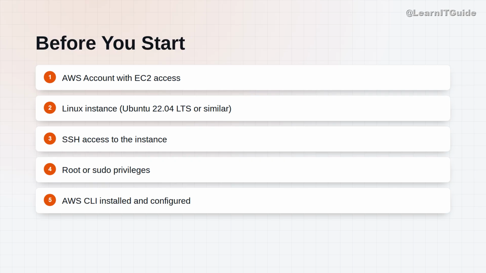We also recommend having the AWS command line interface installed, which you can verify by running aws --version. If you do not have it, the official AWS documentation provides simple installation scripts for all major operating systems. Take a moment to review each point shown on screen.